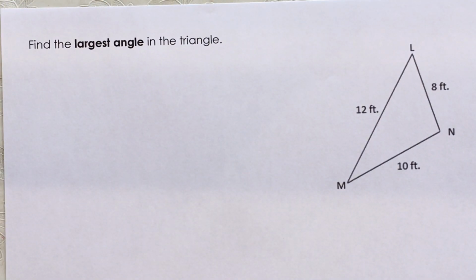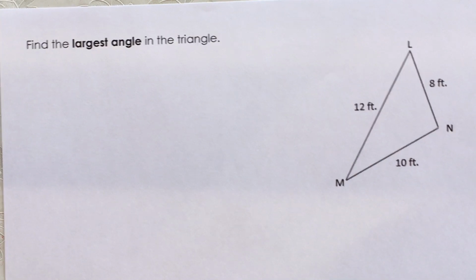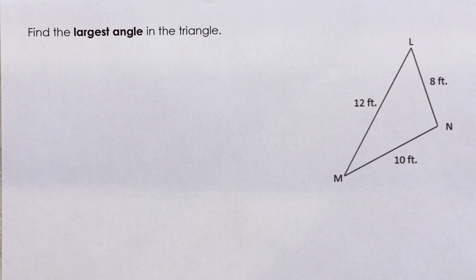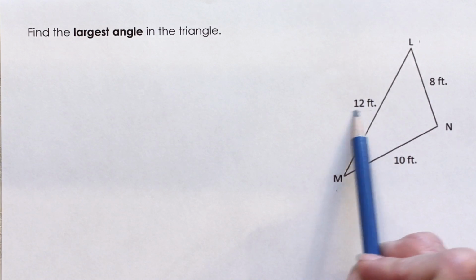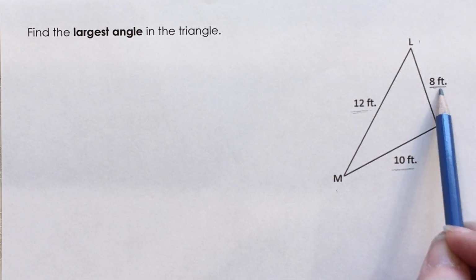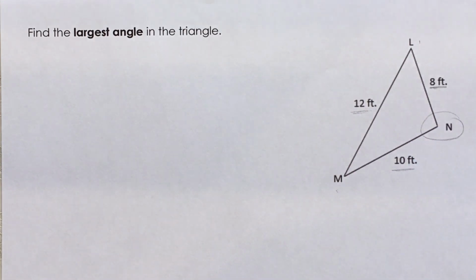Okay, so we're going to do some practice then using the cosine law. So the first question, find the largest angle in the triangle. So look, we're looking at triangle LMN, and we did say that the largest angle would be between the two shortest sides. So we have a side that's 12, a side that's 10, and a side that's 8. So the angle between the 8 and 10, or angle N, is going to be the largest angle.